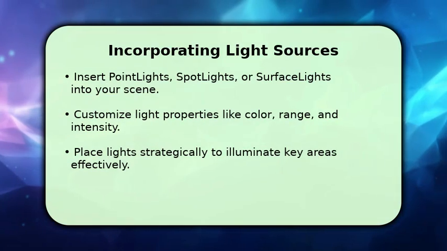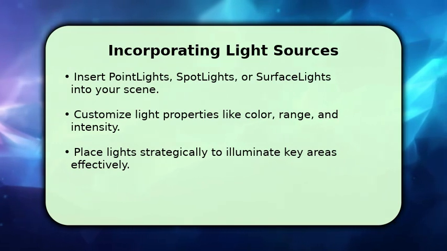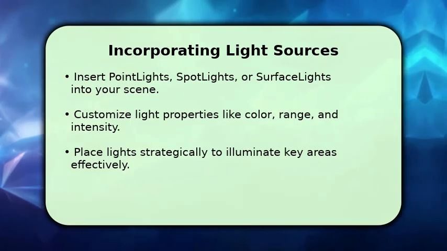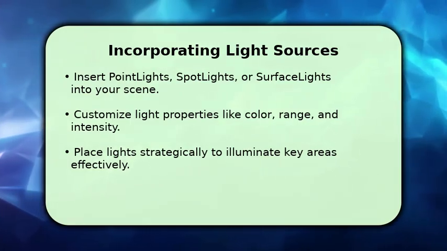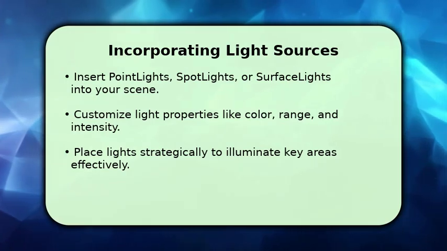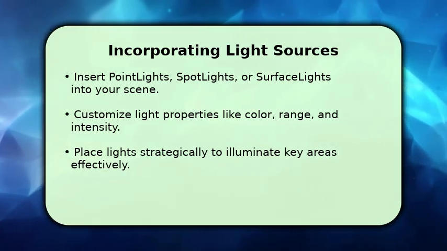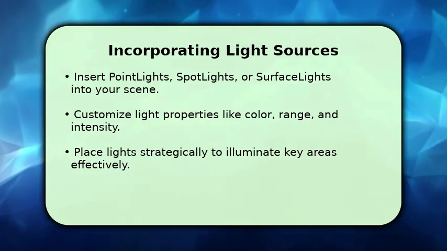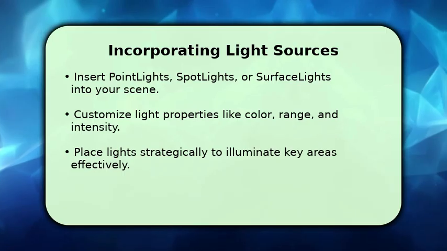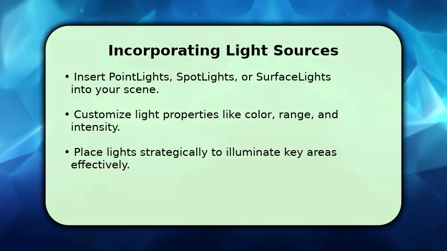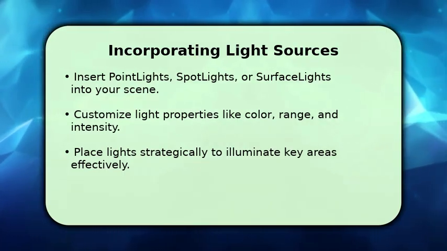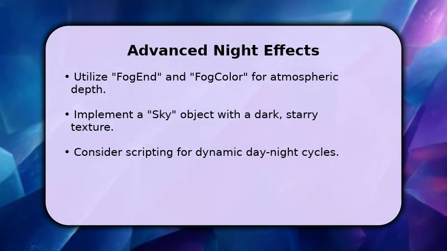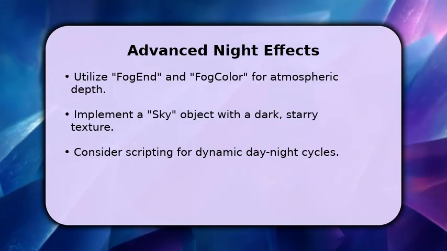A truly effective nighttime scene requires artificial light sources. You can add various types of lights, such as point lights for general illumination, spotlights for focused beams, or surface lights for flat surfaces. Customize their properties, including color, range, and intensity, to achieve the desired effect. Strategically placing these lights around your map, perhaps inside buildings or along pathways, will bring your nighttime environment to life and guide players. For a more advanced and immersive nighttime experience, explore additional effects.